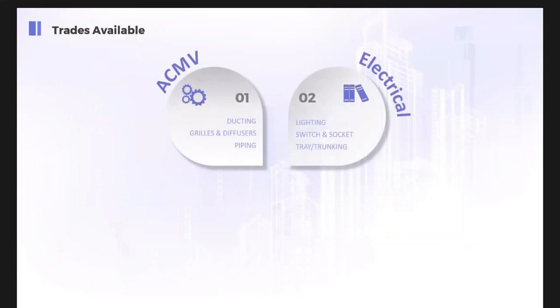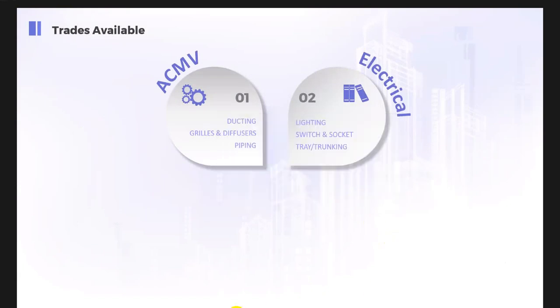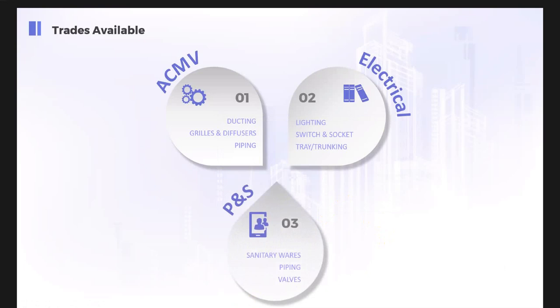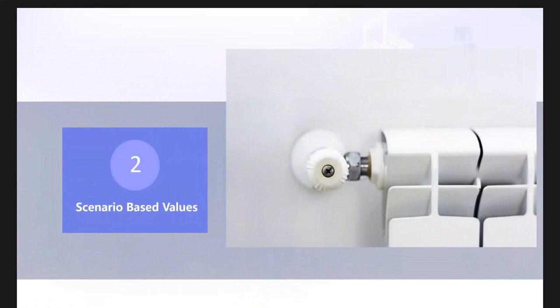So currently we have a few trades that are available in TME C, which are the ACMV, electrical works, and also plumbing and sanitary. And besides that, we're also planning to release our fire protection services module by the end of this year. Now let us go straight into the point and see how TME C is able to help with different types of scenarios.